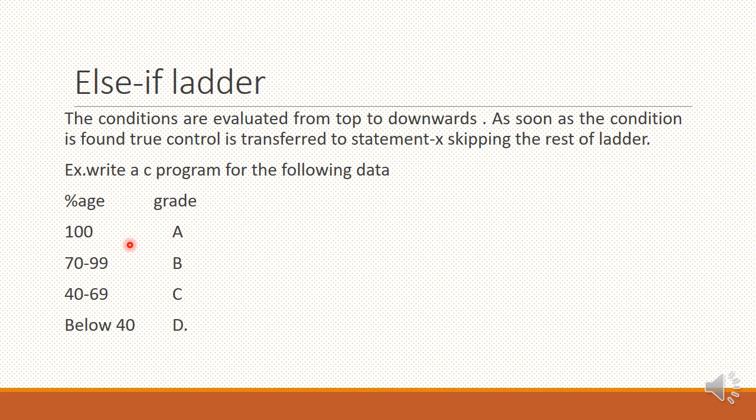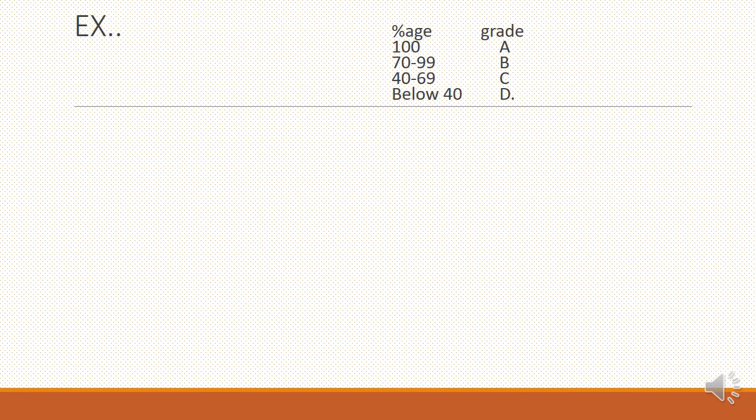Here it is going to read the percentage, and according to this percentage, it should print the grades. By seeing the application, you have to decide yourself which statement we have to use for the program. Here, multiple conditions are there. To check multiple conditions, we have to use the else if ladder. Let us write the program. Let us see one simple example for this else if ladder.